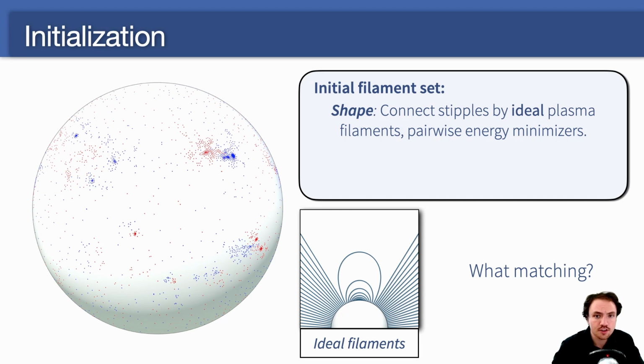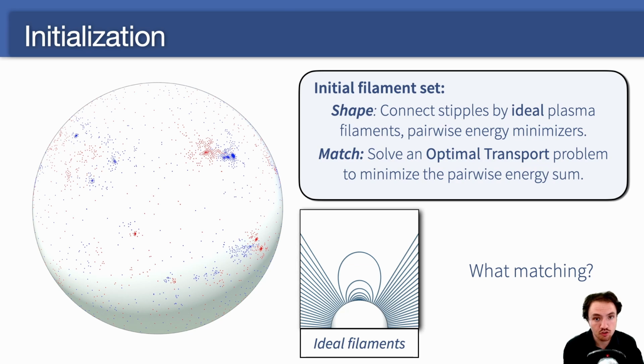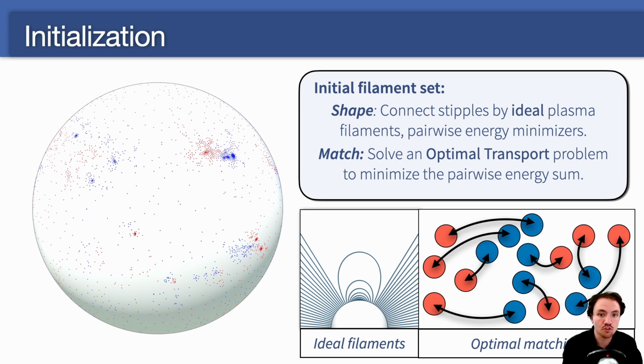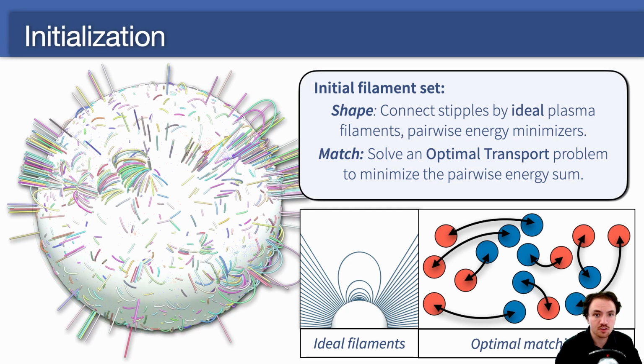However, it is still not clear where to place these ideal filaments. How should the red dots be connected with the blue dots? Our approach here is to solve an optimal transport problem that minimizes the total sum of the energies of the ideal filaments in the initialization, meaning that we solve a discrete combinatorial problem that will tell us how to assign the stipples to each other. And this is how the initial filaments look when we follow these instructions.